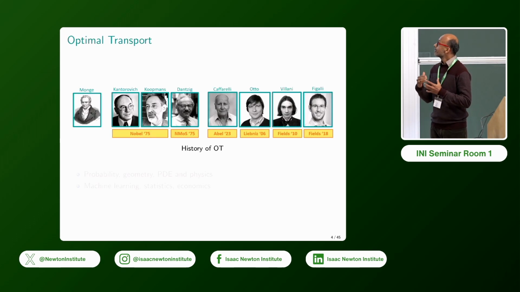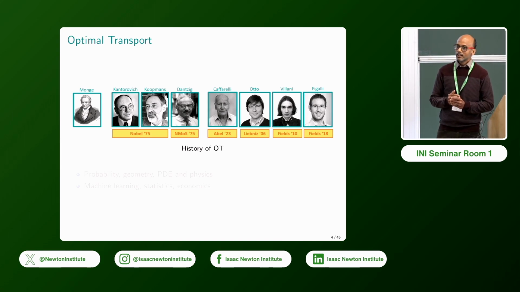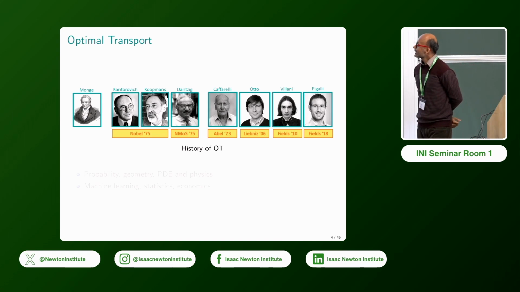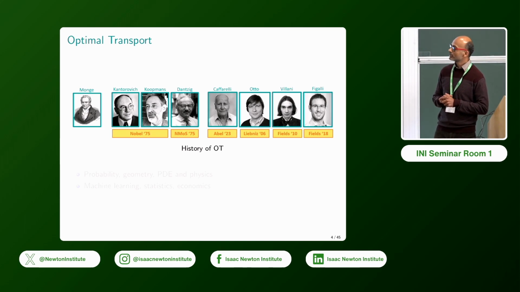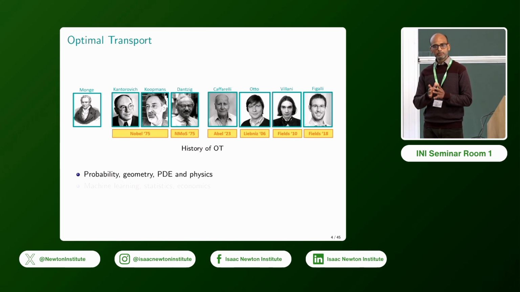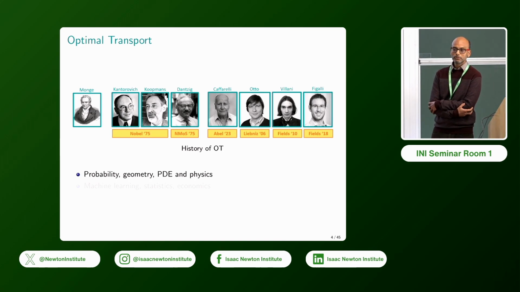So as we know, optimal transport started with this question raised by Monge in the 1780s. From then, a rich set of mathematicians have worked on this topic and contributed to different areas of mathematics. Particularly, optimal transport became popular because of its connections in areas such as probability, geometry, PDEs, and physics, very classical areas in which a lot of contributions have been made.